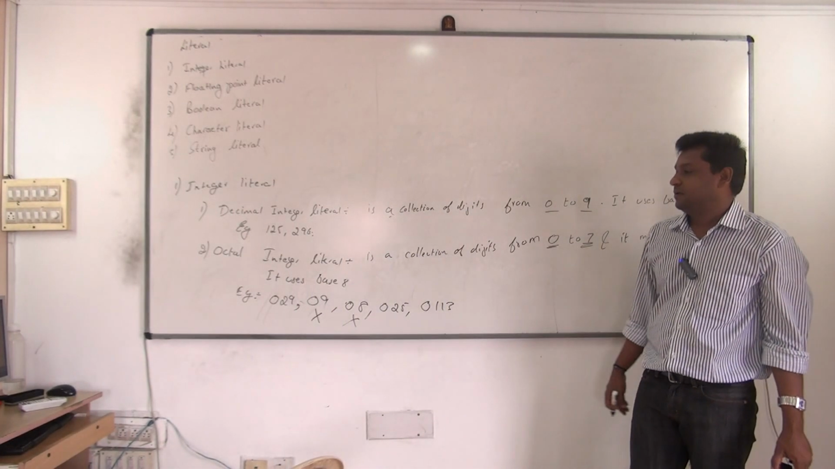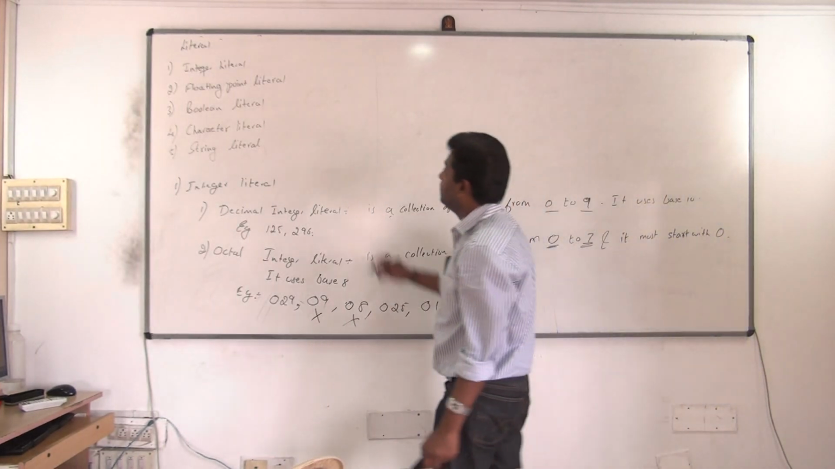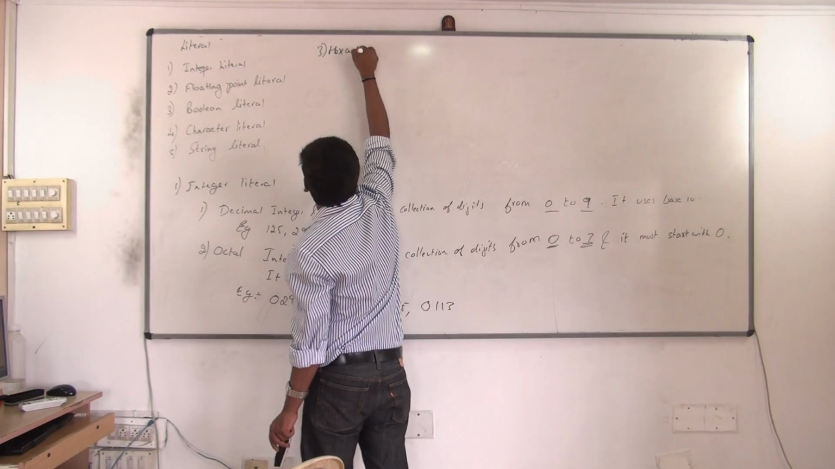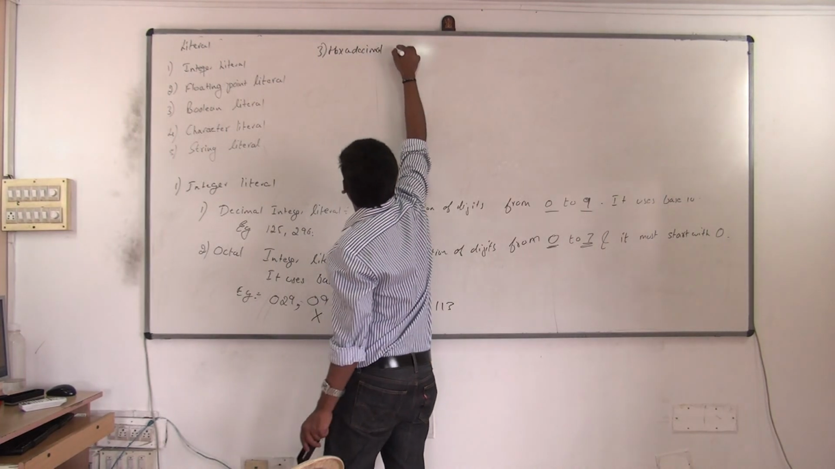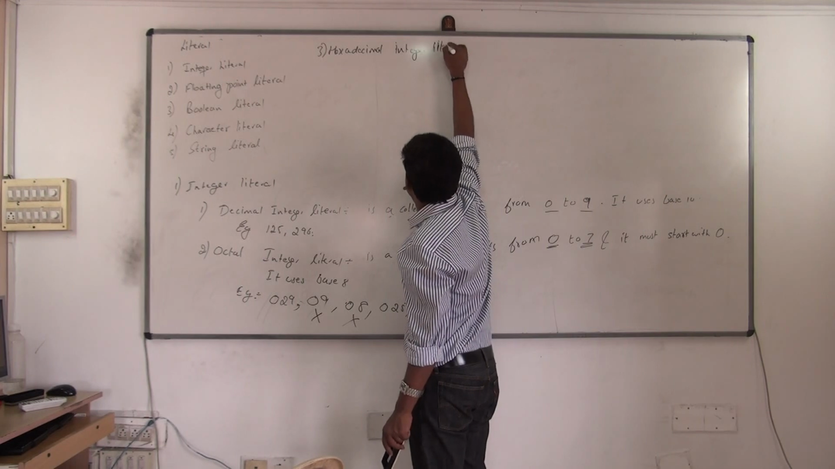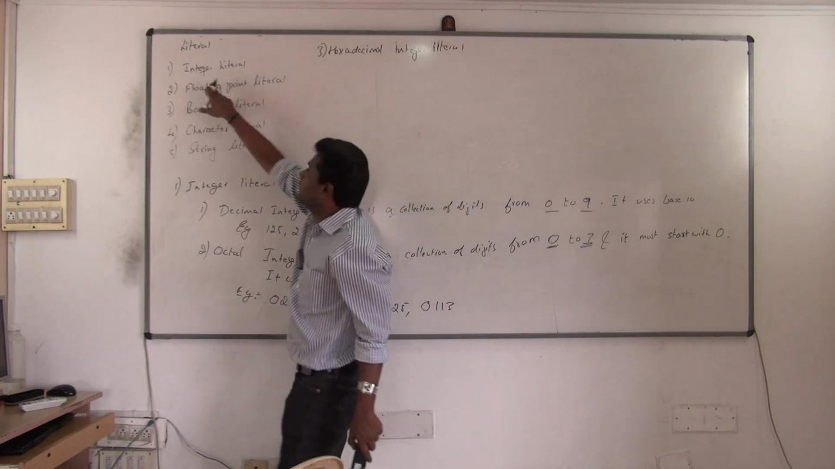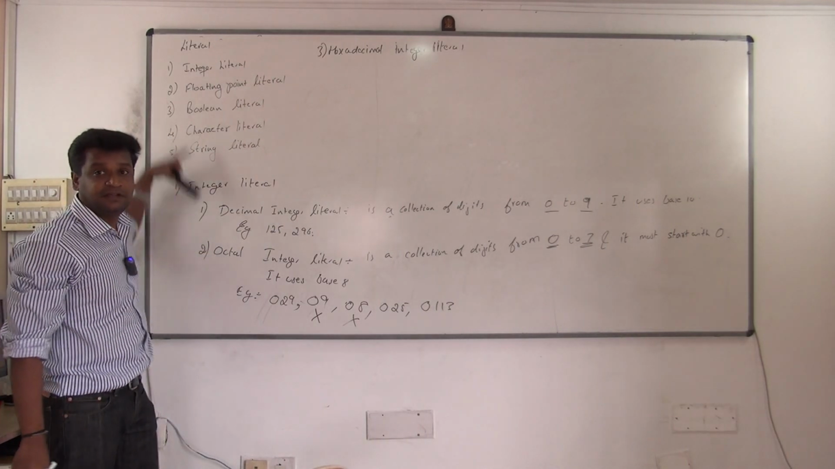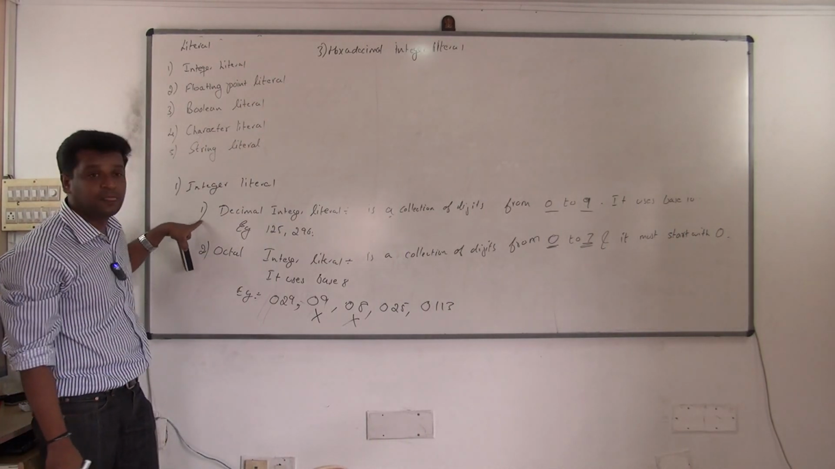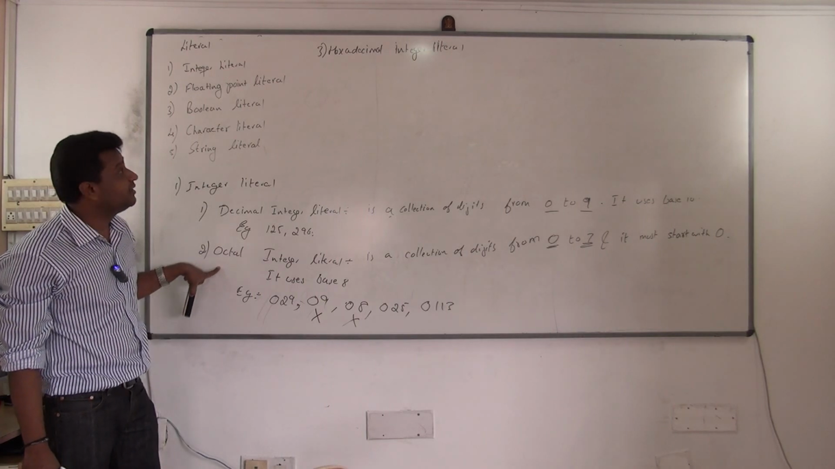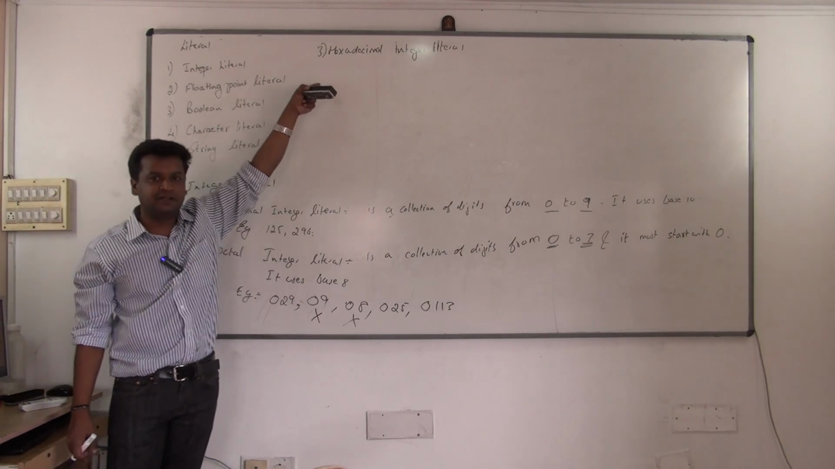So the next, take which one? Hexadecimal integer literal. I don't have space, I'll continue. The third one is hexadecimal integer literal. See, just understand the point. In integer literal, there are three types of literals. One is decimal integer literal, second one is octal integer literal, the third one is hexadecimal integer literal.